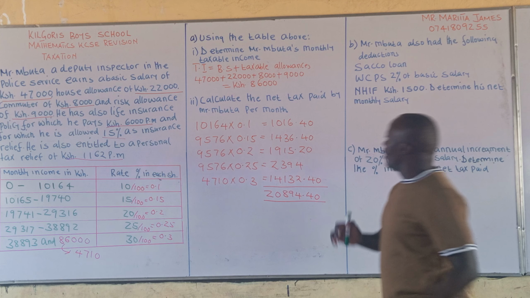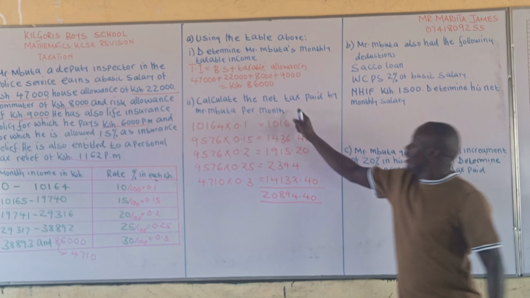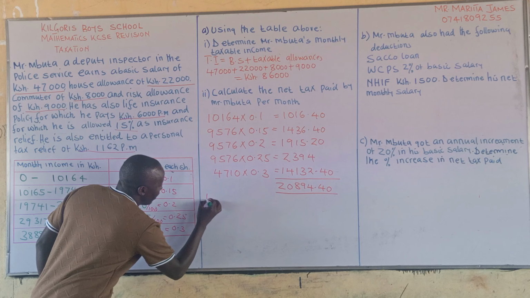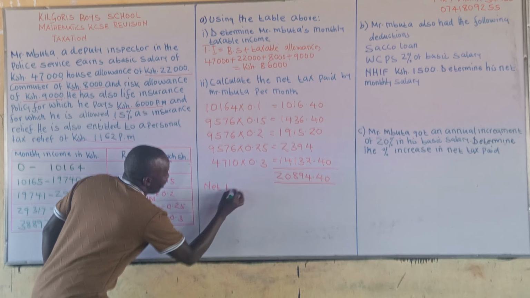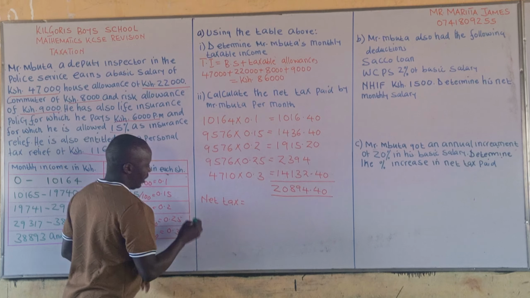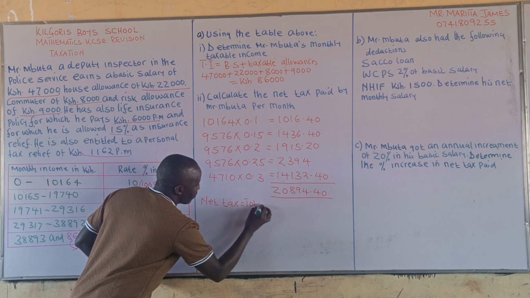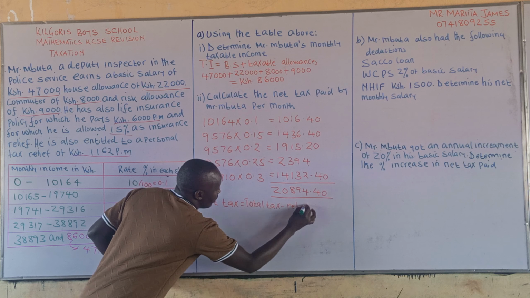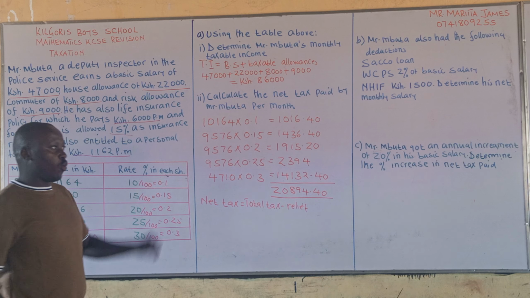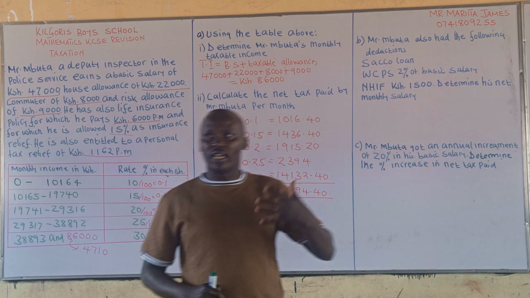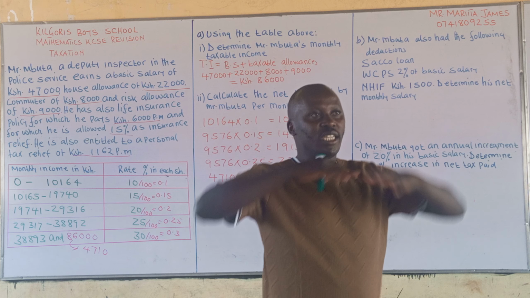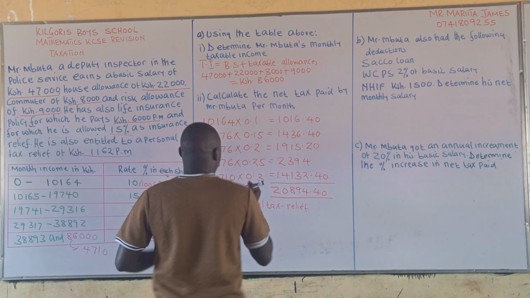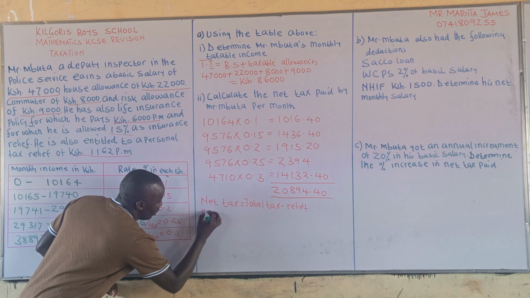But now, this is not the net tax. The net tax is equal to the total tax minus, in this case, relief. So in our question here, we have two types of relief. We have an insurance relief, of which is being relieved 15% of the amount. So we need to calculate the 15% insurance relief.